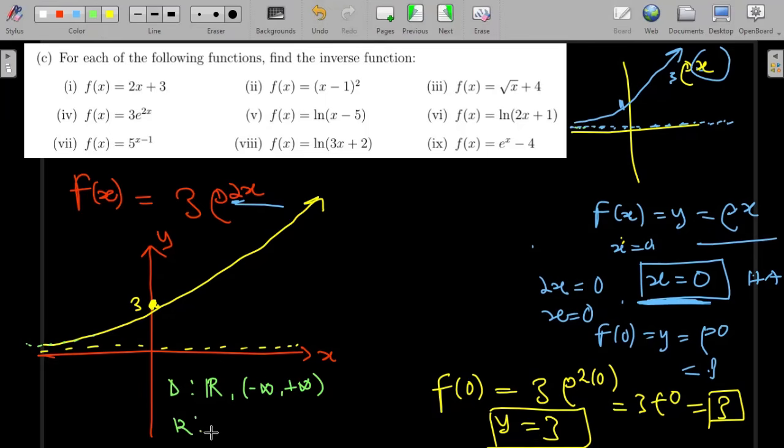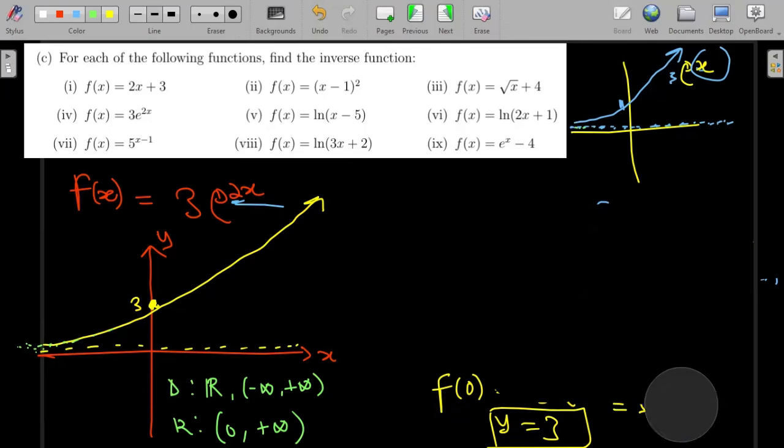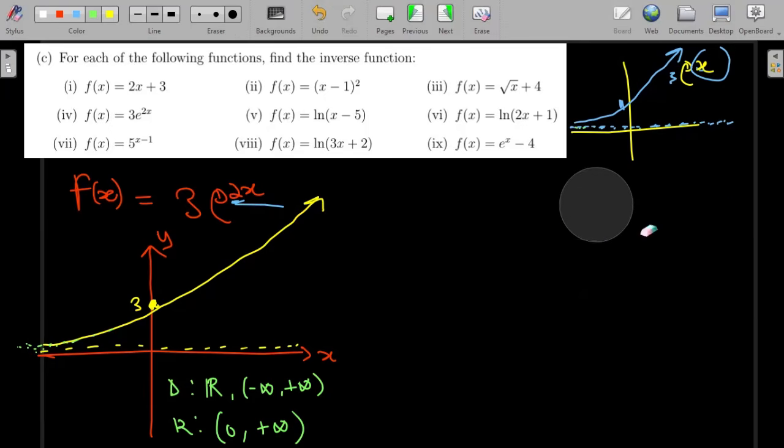Okay, and then the range. The lowest y value is approaching 0, the x-axis. So it's starting at 0 and going up to positive infinity, because the y values approach 0 and then go up until positive infinity. Now let's find the inverse. For the inverse, the domain will just be this range here, and the range will just be this domain.